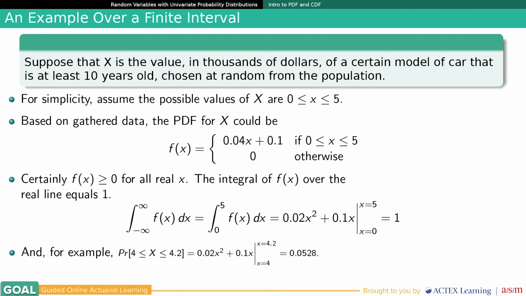And that would also mean, for example, if we want to calculate the probability that x is between 4 and 4.2, we would do this integral from 4 to 4.2, which would mean to evaluate the antiderivative from 4 to 4.2, plug in 4.2, subtract what you get when you plug in 4, and you can take the time to check that that's 0.0528, approximately 5%, as we saw graphically on the first few content slides.